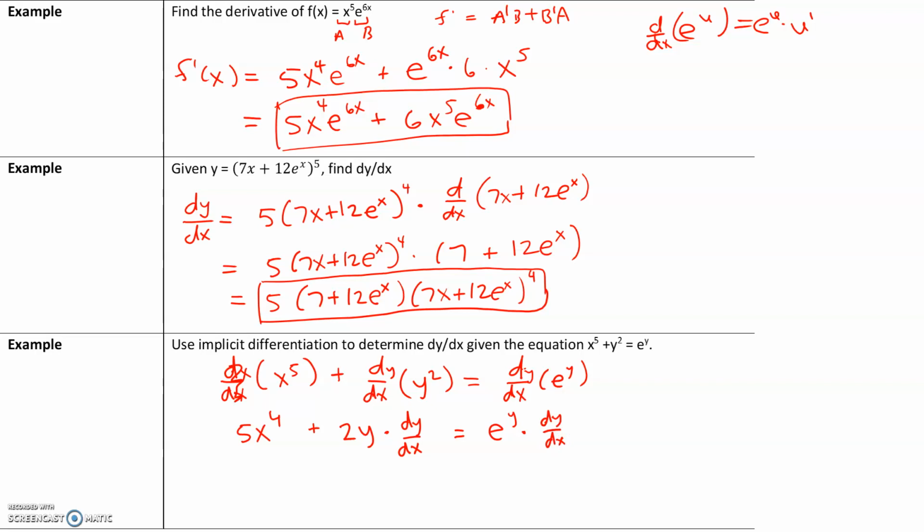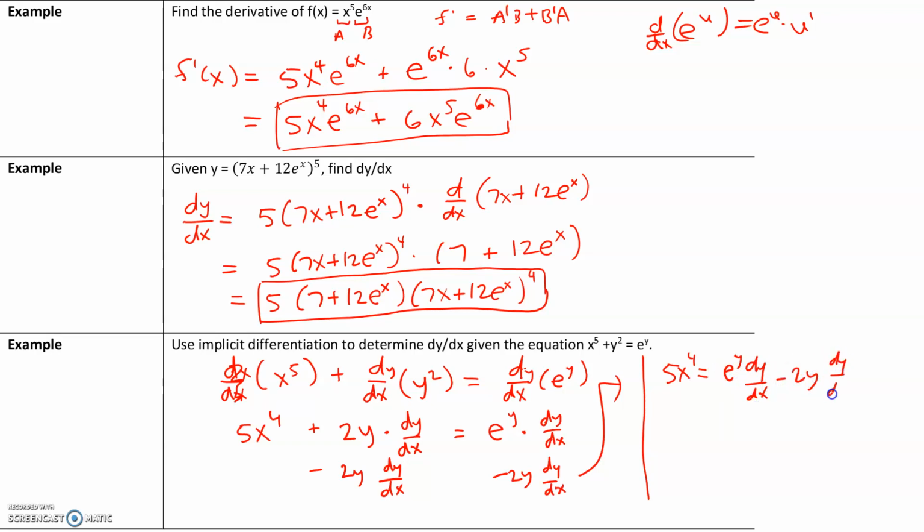Now our objective is to solve for dy dx. So let's take all the dy dx's, put them on the same side. So we move this to the right. Okay, so here's what we get. We're going to get 5x to the fourth on the left, and on the right, we have e to the y dy dx minus 2y dy dx. And then you factor out the dy dx. So we get 5x to the fourth equals dy dx times e to the y minus 2y. And then lastly, to get the dy dx by itself, we divide both sides by e to the y minus 2y. So our dy dx equals this expression, 5x to the fourth divided by e to the y minus 2y.